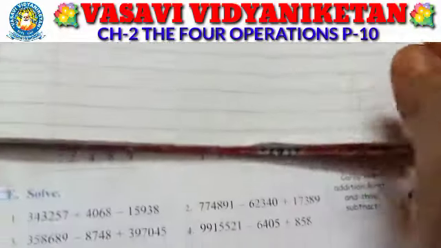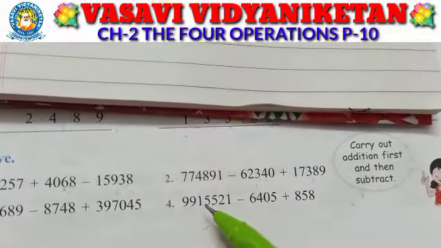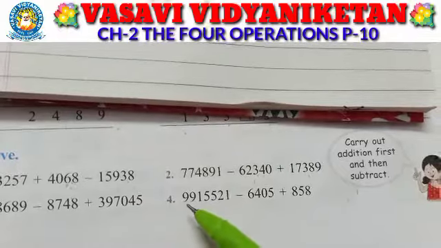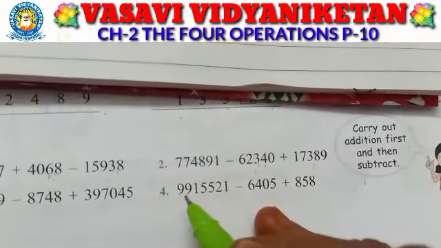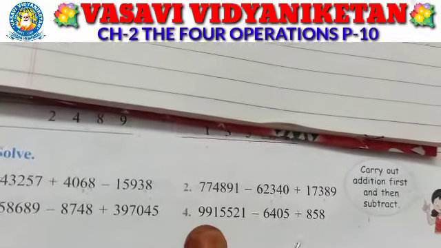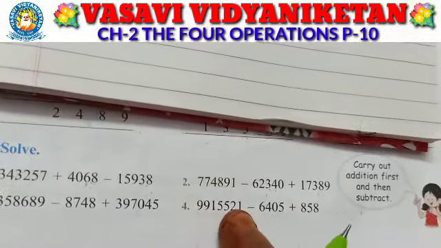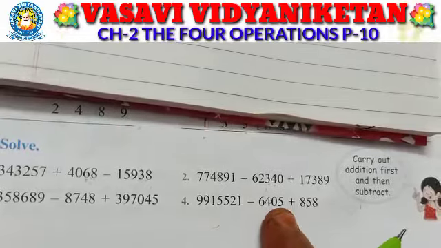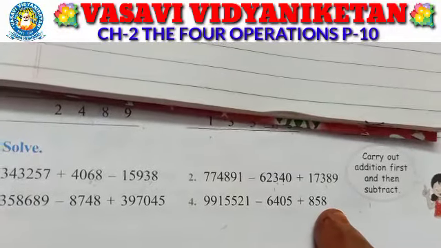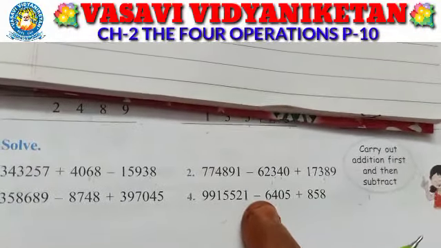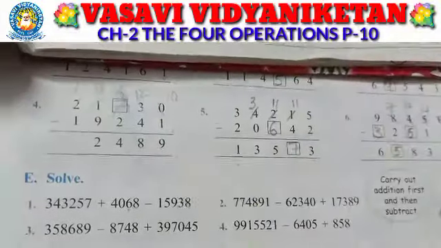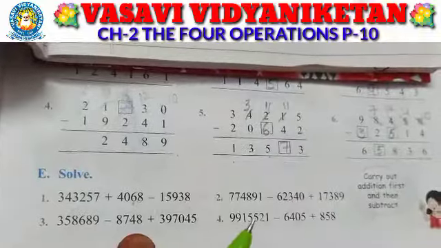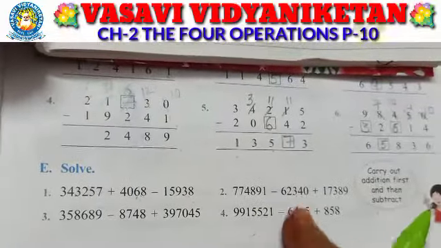Now the remaining fourth problem is there in your textbook. Fourth problem, what is that? 99 lakhs 15,521 minus 6,405 plus 858. Okay, so this problem you do as homework. I hope you all understand how to solve the problems. Remaining one problem you do as homework.